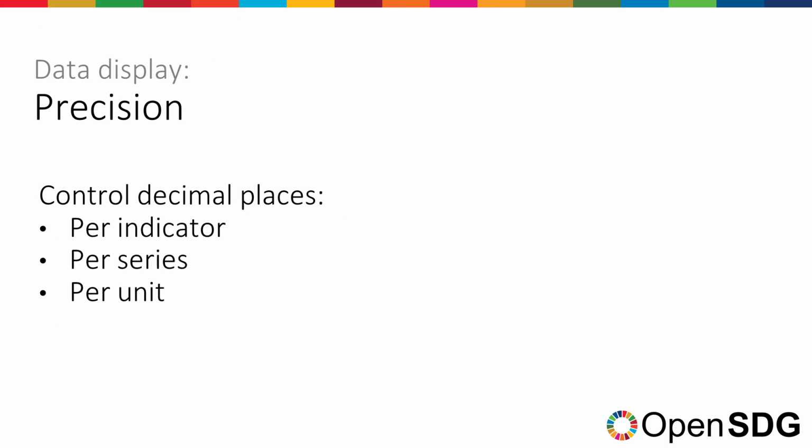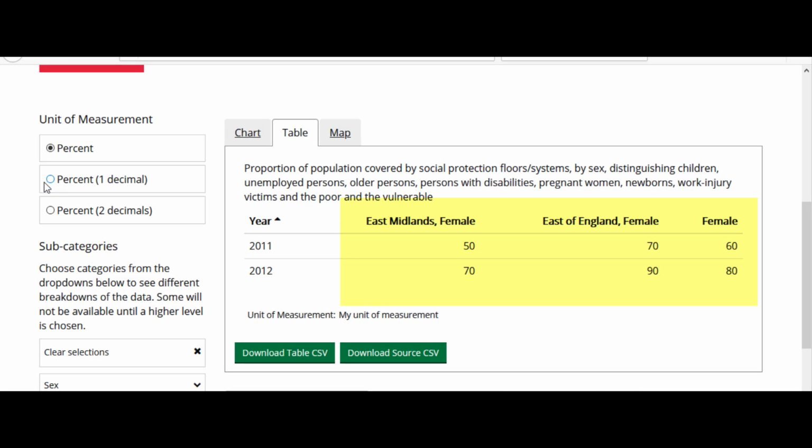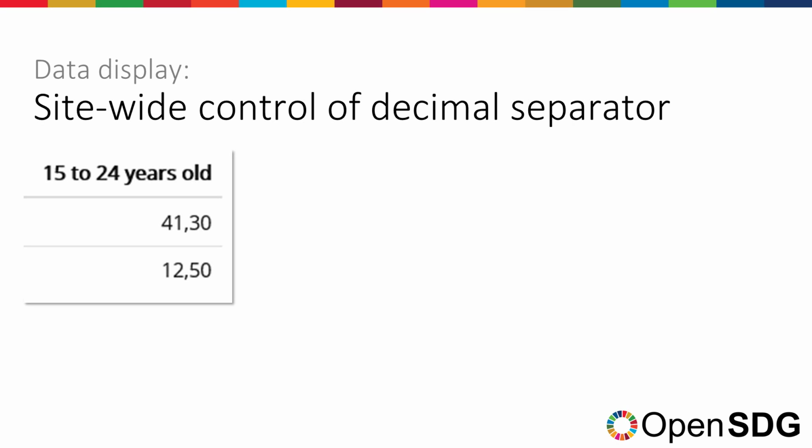With the new Precision Indicator option, you can control the number of decimal places to display for each individual indicator. You can also specify different numbers of decimal places per unit and per series. For example, here you can see the number of decimal places changing dynamically depending on which unit of measurement is selected. Using the new Decimal Separator Site option, you can control the separator used when displaying decimals. Here's an example with the decimal separator changed to a comma.